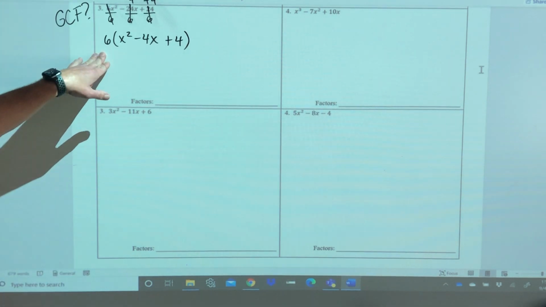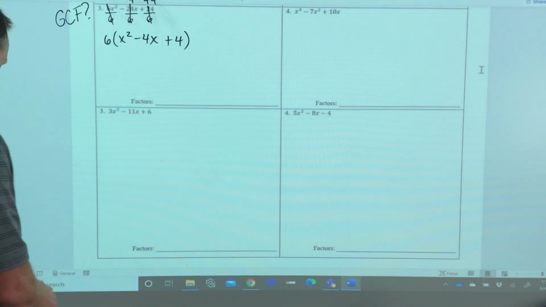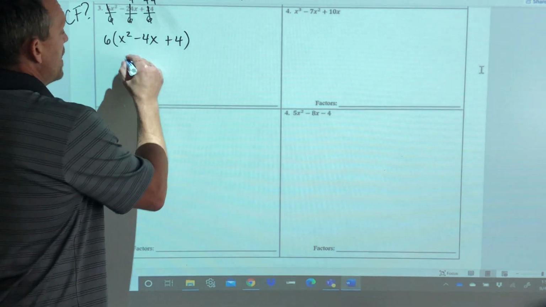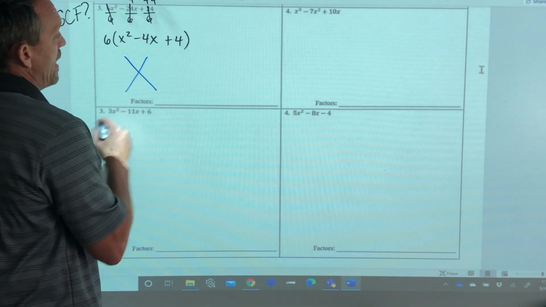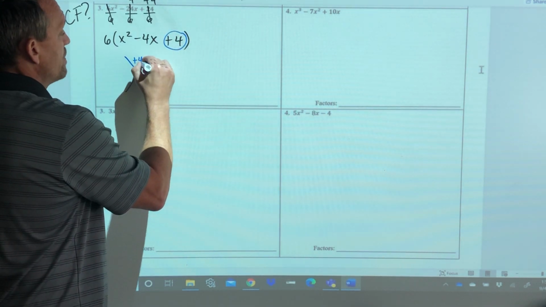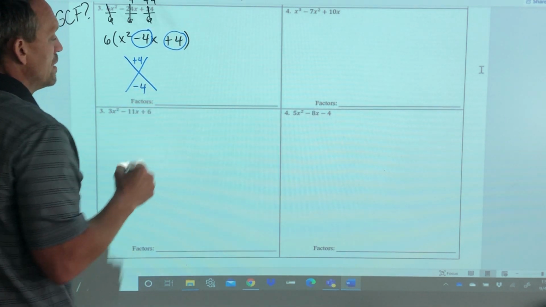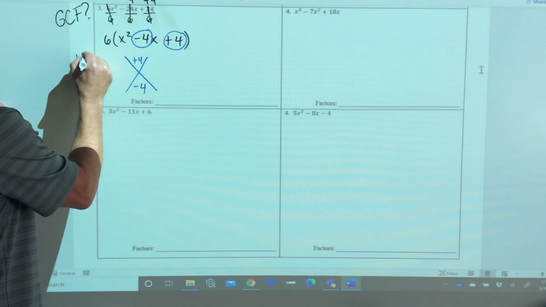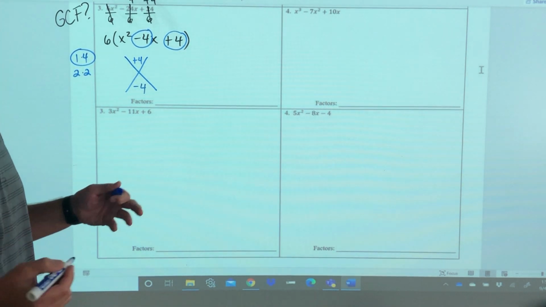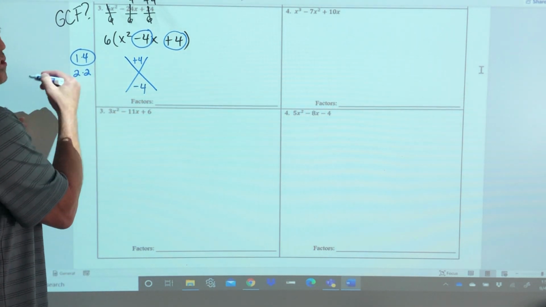So I have the 6 out here as my GCF, but now I'm almost back to where I was before. This isn't overly complicated. We just did 2 of these. So now I'm going to have my little x. My C is positive 4. My B is negative 4. What are factors of 4? 1 times 4 and 2 times 2. 1 and 4. Can I make 4 with 1 and 4? I can't when I combine them. I either get 3 or 5.